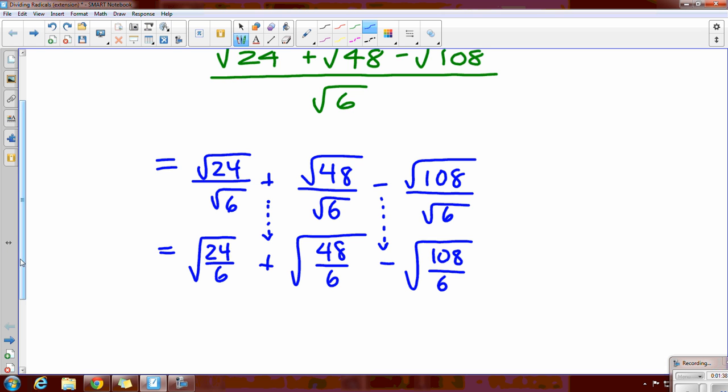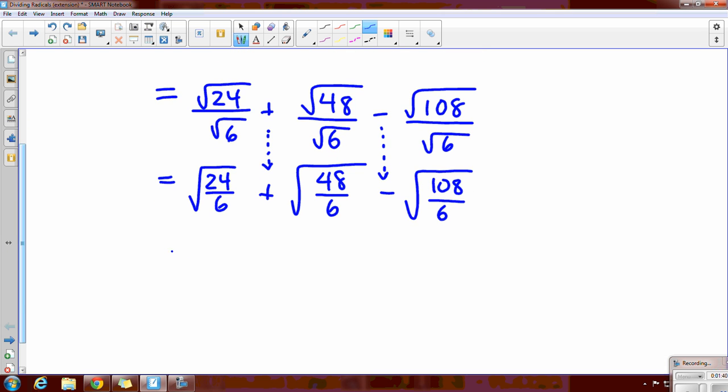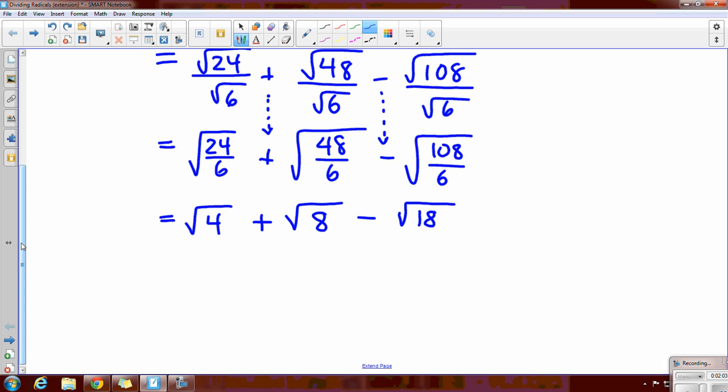Now we simplify our division statements. We have 24 divided by 6. That's 4, still under a square root. 48 divided by 6, that's 8 under the square root sign. And 108 divided by 6 is 18, so we have the root of 18. So now we have this broken down to something a lot simpler to look at. And now we just have to simplify our terms and group any like radicals if we can.